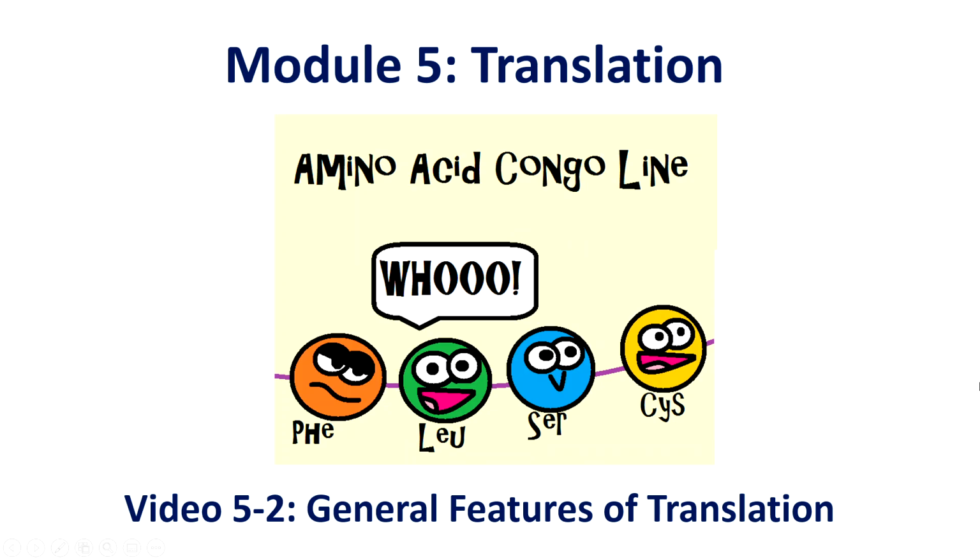This is Module 5 on translation. In this video, I'll describe some of the general features common to translation, including some features of the tRNAs that are involved, how tRNAs are linked to the appropriate amino acid. I'll describe the structure and function of the ribosome, and then briefly touch on the 3 different stages of translation: initiation, elongation, and termination.